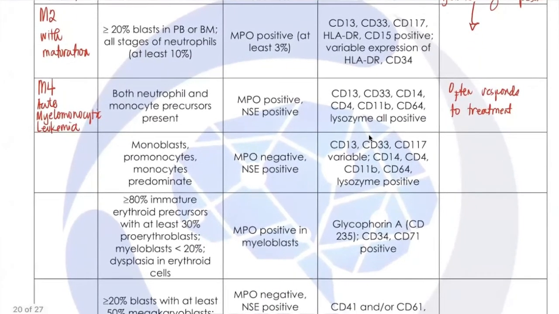Next, we have the M5. So take note natin na yung M5, meron tayong M5A tsaka M5B. So this is our acute monoblastic and monocytic leukemia. Yung difference ng dalawa is when you say acute monoblastic, that is M5A. When you say acute monocytic, that is M5B. Okay? So this is acute monoblastic, M5A, monocytic, M5B, leukemia.